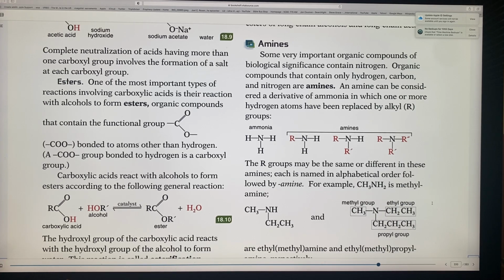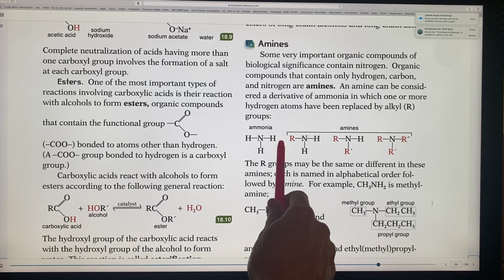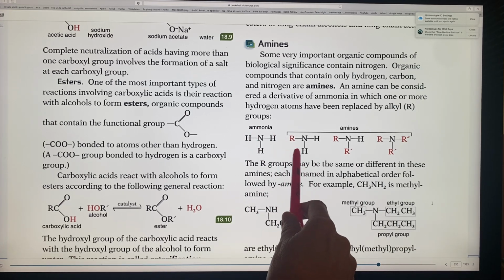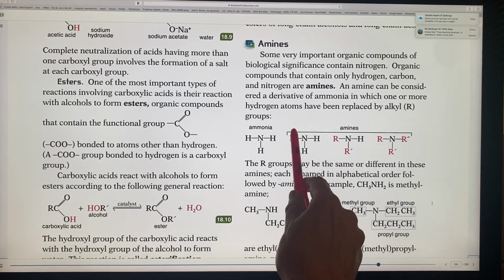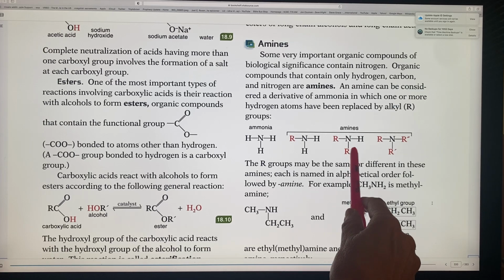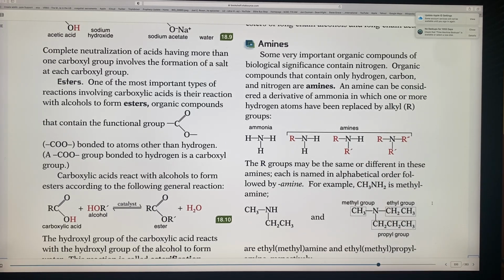Amines are very important. They can be considered a derivative of ammonia. Of course, ammonia has nitrogen, right? In which one or more hydrogen atoms have been replaced by an alkyl group here. So here we have ammonia, nitrogen here. As it's coming in, you can see they'll have the nitrogen group, and the R means they're adding something to that group. So they can have another group added there, another group added there, but amines always have nitrogen in them.